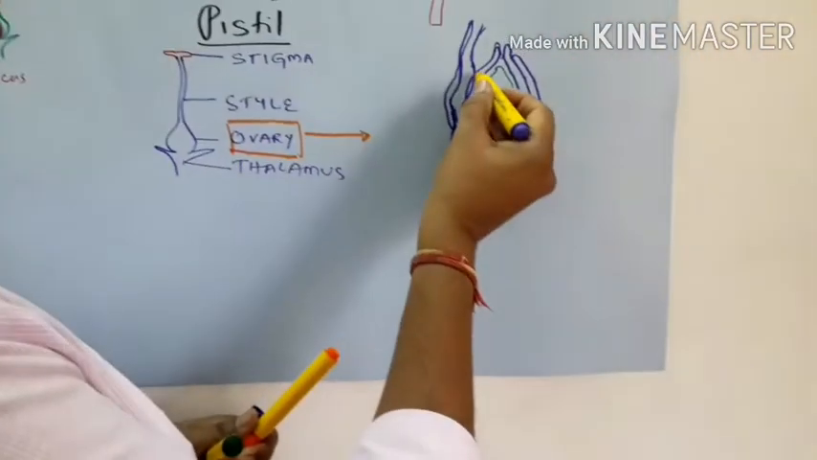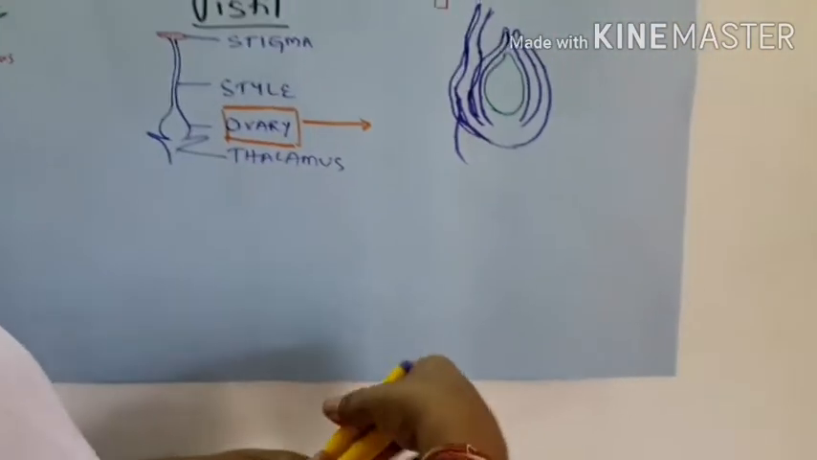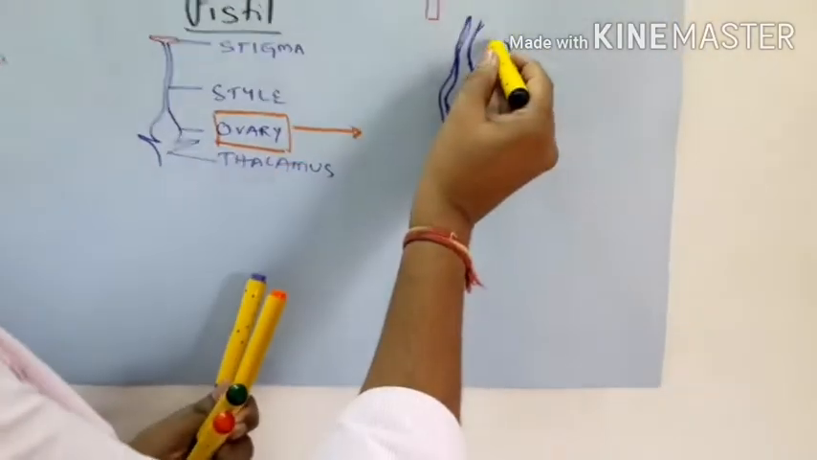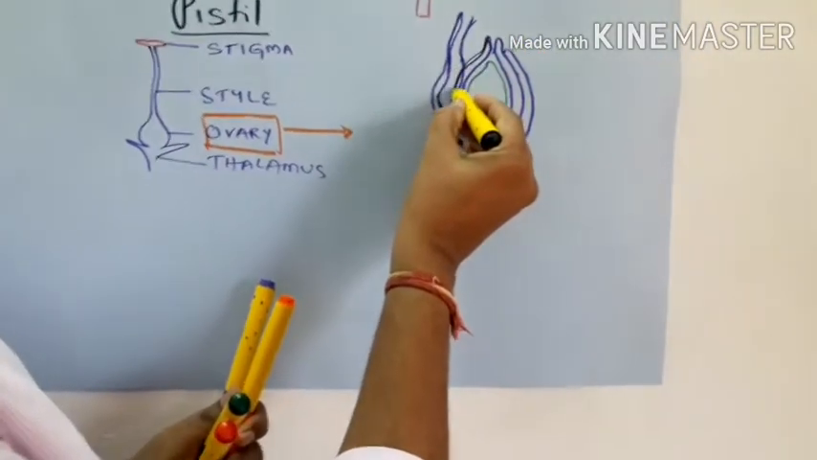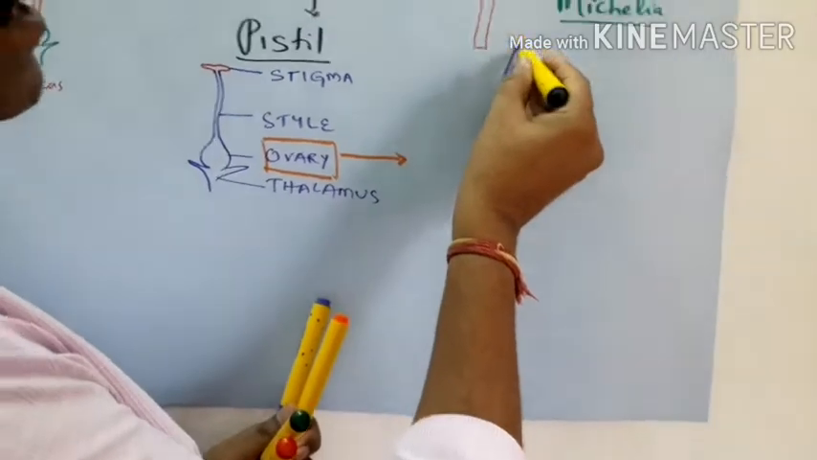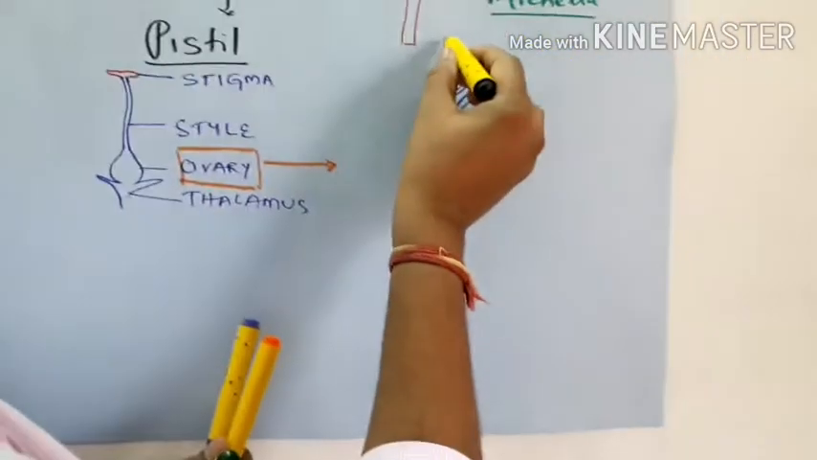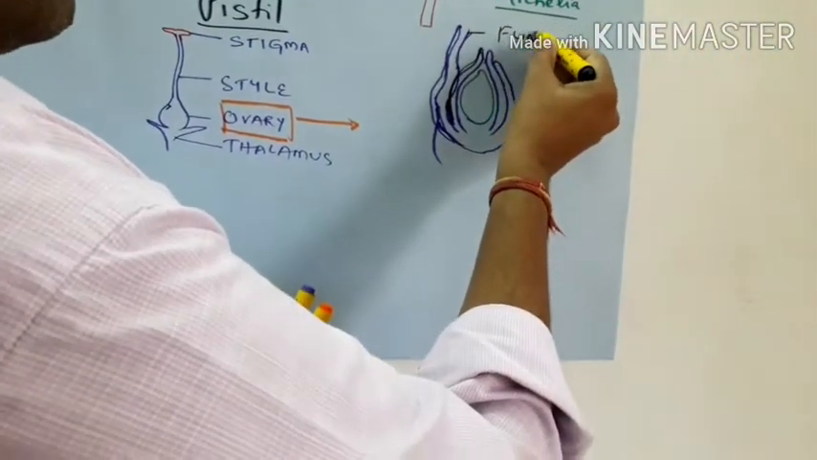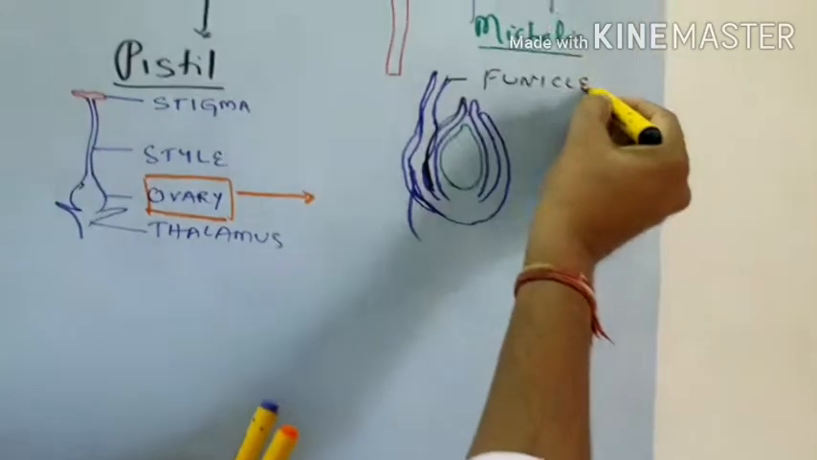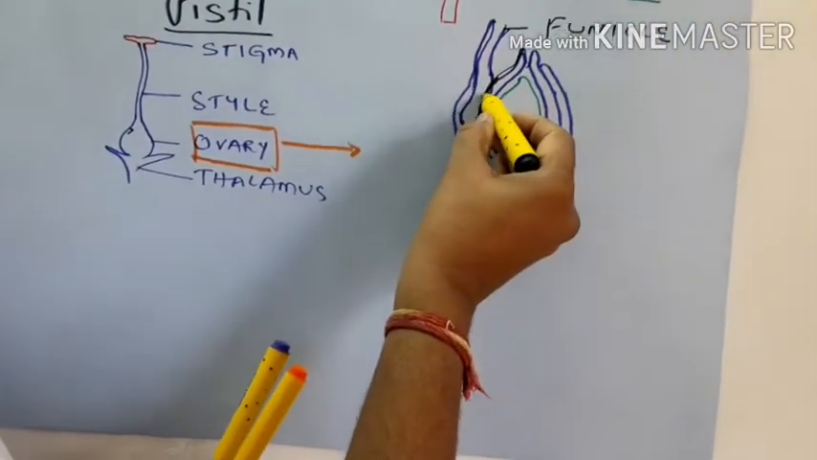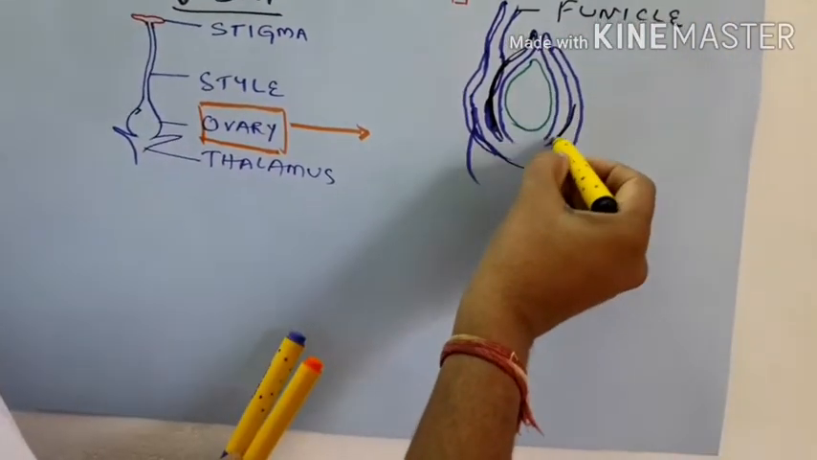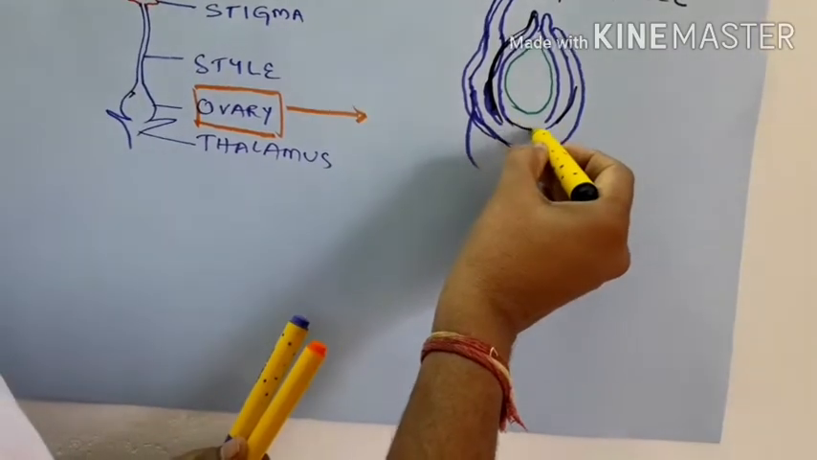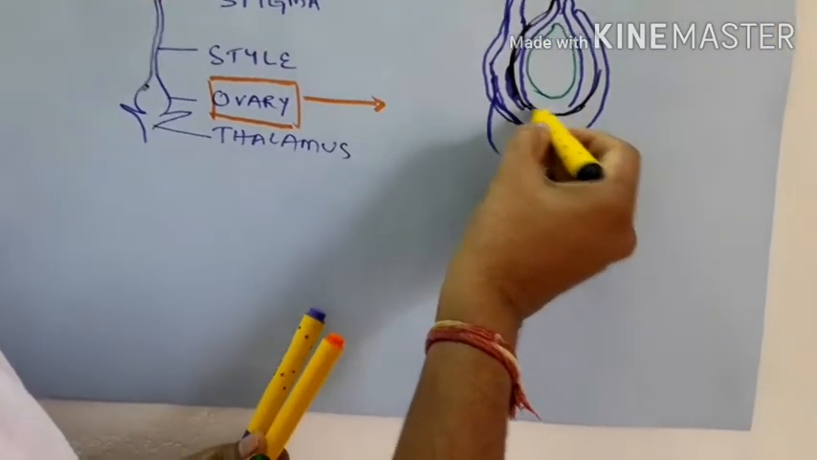Now, this is the ovule. This is the ovule structure. And it is attached to a stalk-like structure, which is attached to the ovary wall here. This is called the funicle. And you find the ovule here, right? You can draw it like this also. These are all the structures.